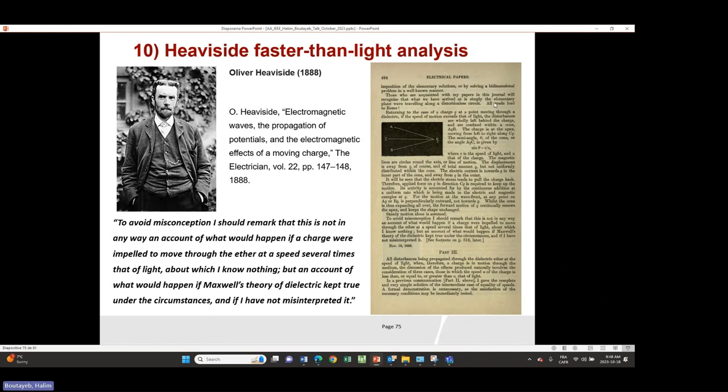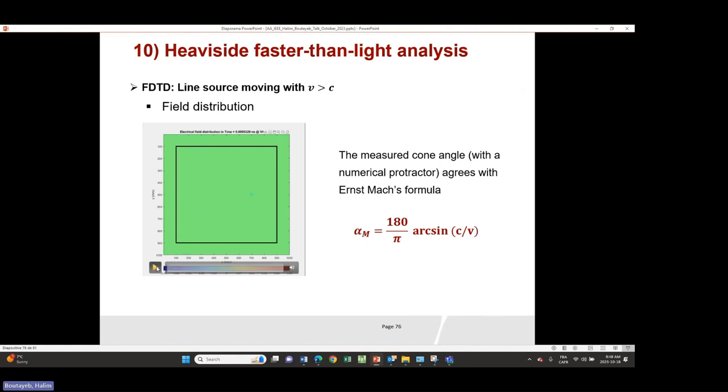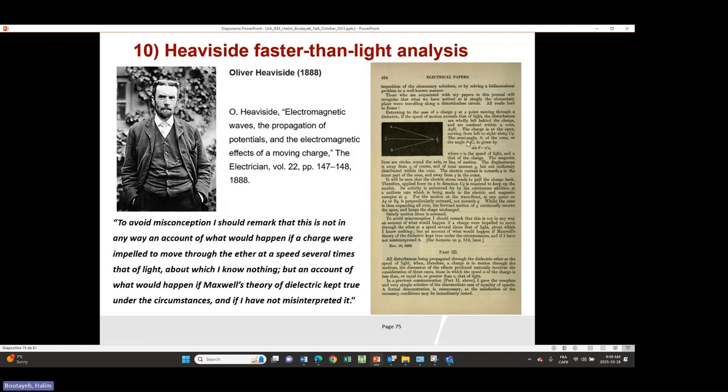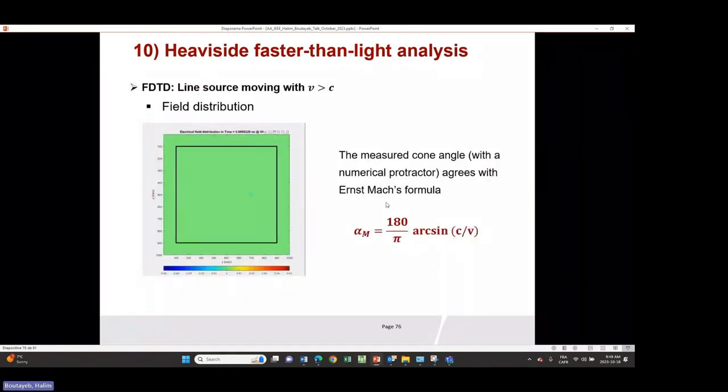He did this analysis using Maxwell equations, and he just resolved it analytically. By using FDTD, we did the same. We moved the line source faster than light, and that's what we see here. This is for a certain speed, for example, V over C equal to 1.17. If we analyze the angle for different V over C, we found this formula, and that's exactly the same formula that Heaviside found. And this is Ernst Mach's formula, actually. Ernst Mach derived this formula for sound waves, for acoustic waves.